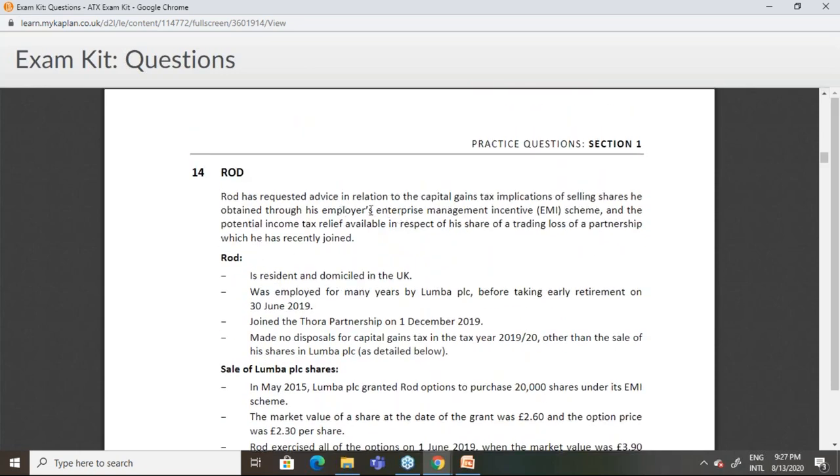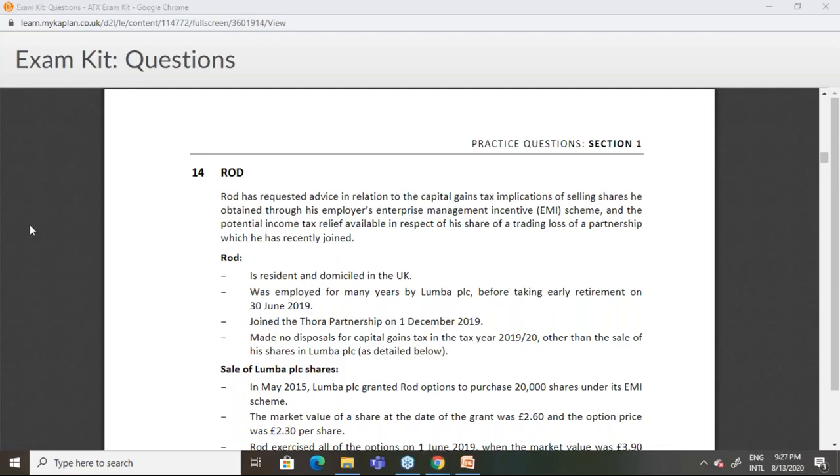Rod has requested advice in relation to the capital gains tax implications of selling shares he obtained through his employer's Enterprise Management Incentive Scheme, EMI, and the potential income tax relief available in respect of his share of trading loss of a partnership which he has recently joined.